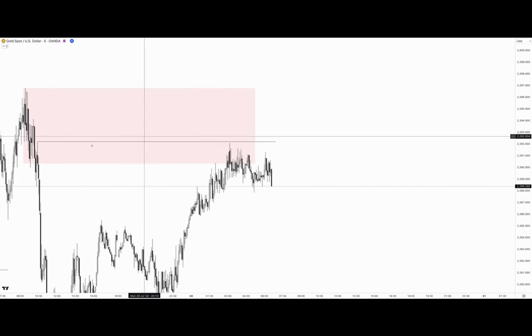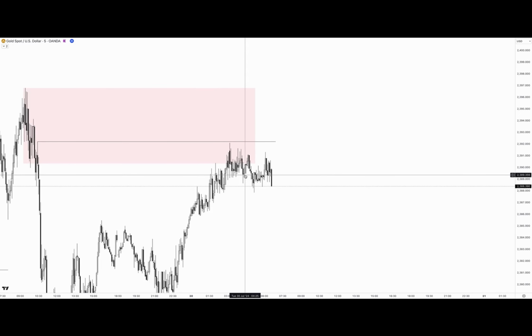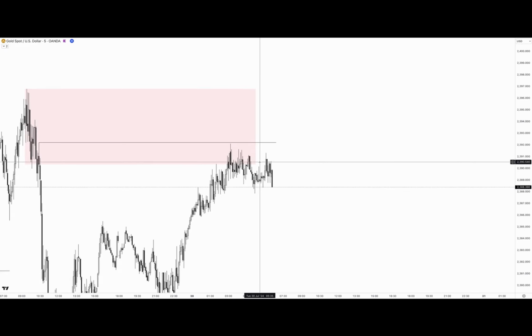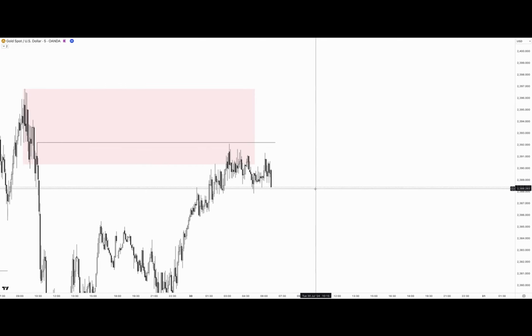And then ever since it came into this high, the market started shifting, right? Showing lower highs and lower lows. So kind of inducing sellers. Although there wasn't a break of structure right here, the market just started inducing sellers, right, by creating lower highs and lower lows.